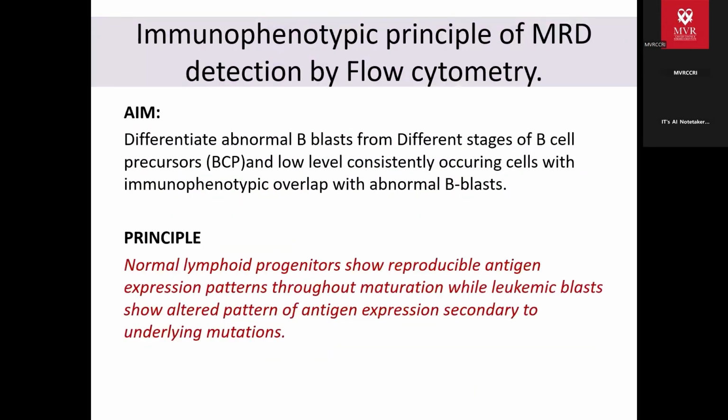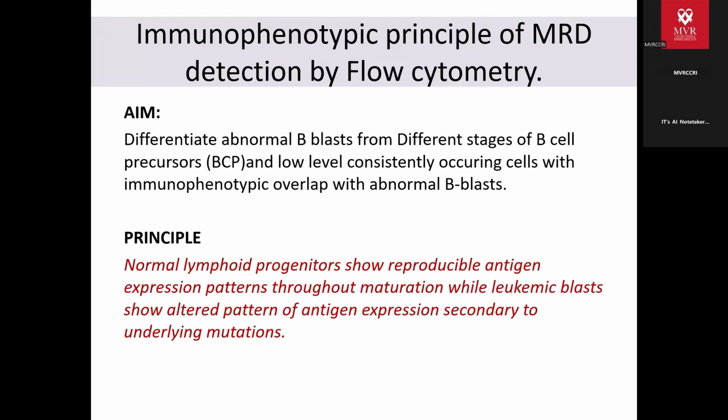So what is the aim in MRD? Our aim is to differentiate our abnormal blast from two things. One is the hematogones, that is the normally occurring precursor B cells, and second is the normally occurring cells in a marrow, that is, as I was telling, the NK cells, the dendritic cells, and mesenchymal stem cells.